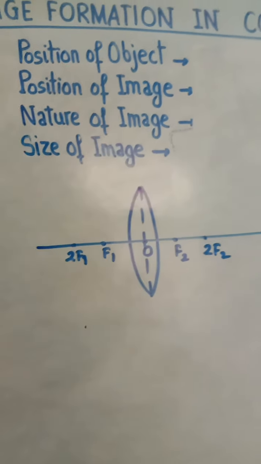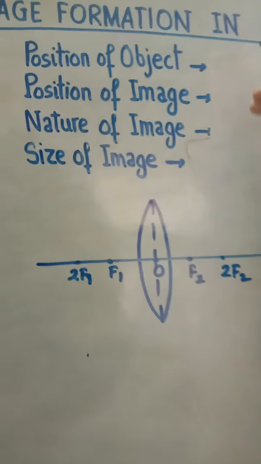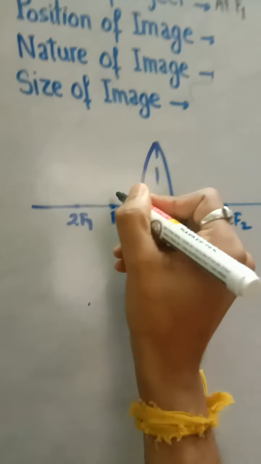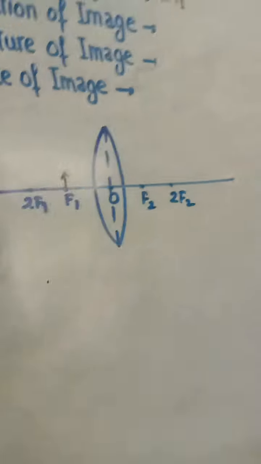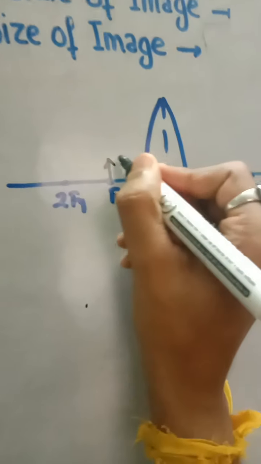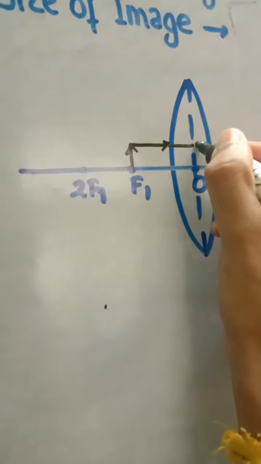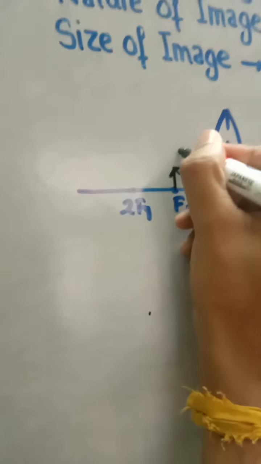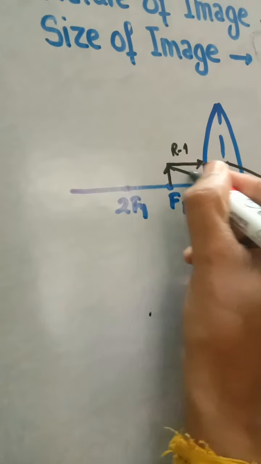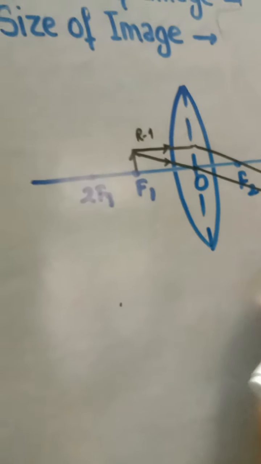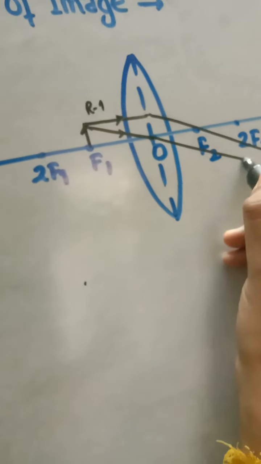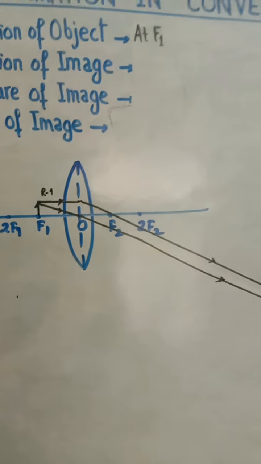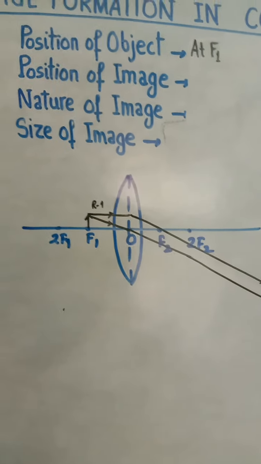Now moving across to the fifth image formation. Now the object is kept at focus, that is f1. Suppose it is kept here. So if you use rule 1, it goes somewhere like this. If you use rule 3, see, both the rays should be parallel. Use a scale. Both the rays should be parallel.